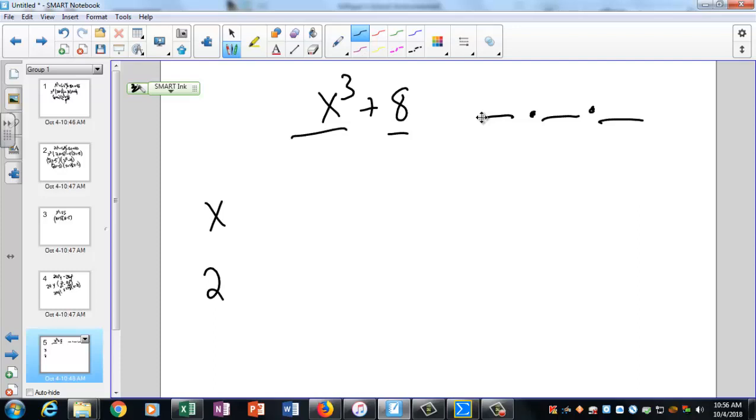2 times 2 times 2 gives me 8. And so in order to factor this, it's a small parenthesis and a large parenthesis. And I'm going to show you how to do it.